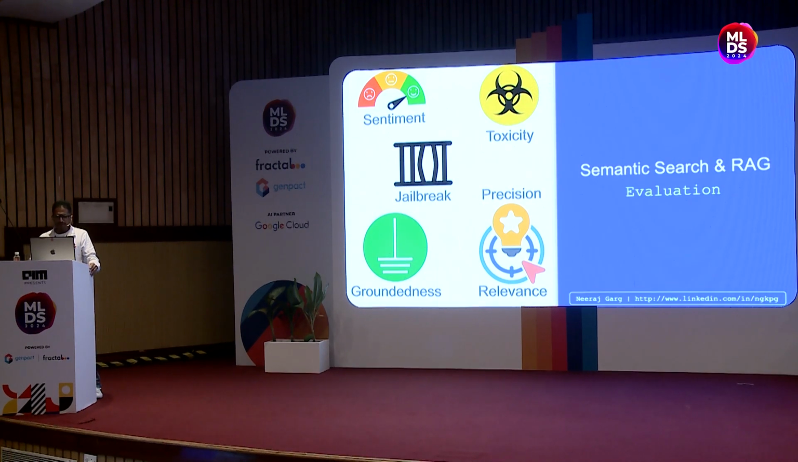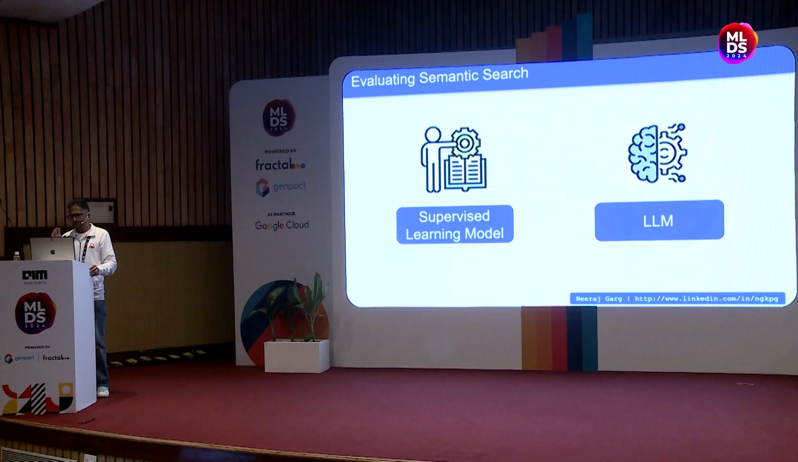So there are many metrics that you can use to evaluate semantic search systems and RAGs. I'm not going to go through all of them. I think we know some of them, like accuracy and precision and others, but I'm going to show you, just due to shortage of time, some of the overall techniques that you can use to evaluate semantic search.